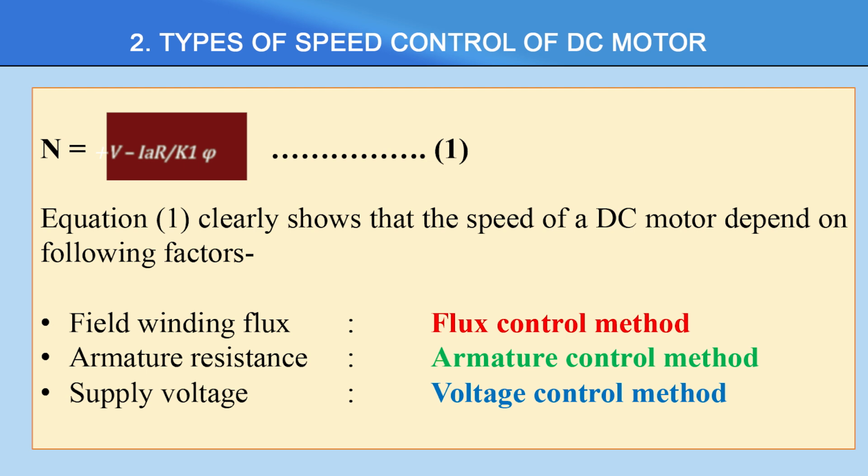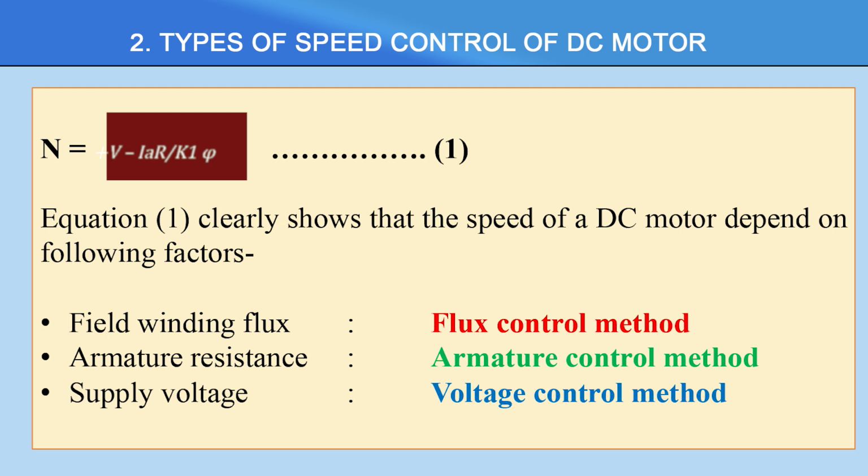In this equation, N is depending on three factors, and depending on these three factors, three methodologies for the speed control of the DC motor are defined. First is the field winding flux control method. So, it is named the flux control method. If the speed is depending on the field winding flux phi, the first speed control method is the field flux control method. Then second is armature resistance. N is depending on the armature resistance R. So, the second method is the armature control method. And the third is supply voltage. N speed is depending on the supply voltage V. So, the third method is the voltage control method.